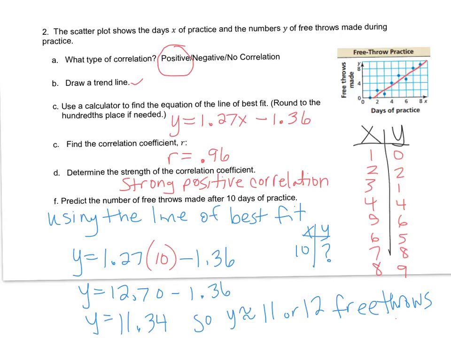Okay, the solution to number 2 is actually very straightforward as long as you know how to get the information out of your calculator, and as long as you were able to plug in the number of days of practice into your equation correctly, then you would have gotten approximately 11 to 12 free throws. Okay, let's turn the page.